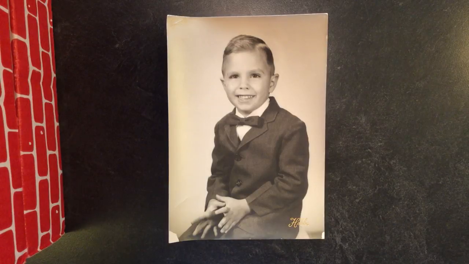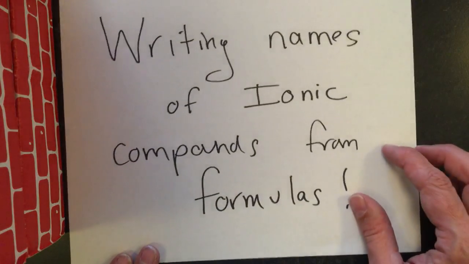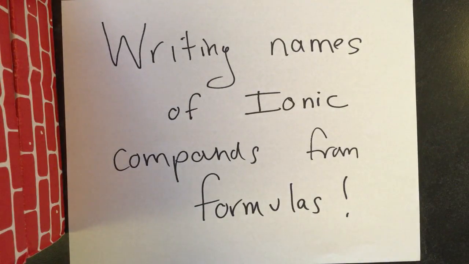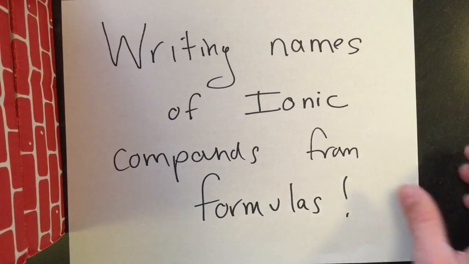We're going to continue to learn how to write names and formulas for chemical compounds. And today we're going to learn to write the names of ionic compounds from the formulas. Last time we were given the formulas and we had to write the names. Today we're going to reverse it and write the names from the formulas. And we're going to move right along here.